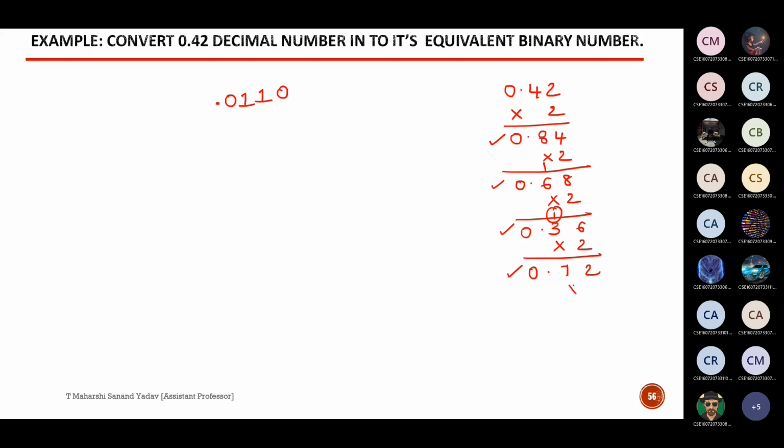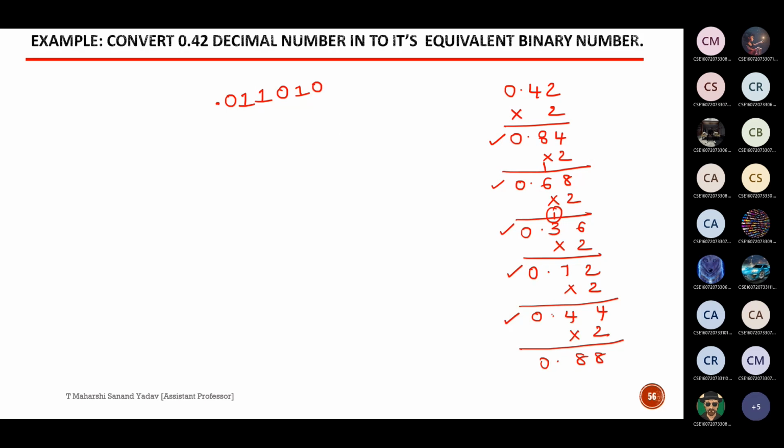Keep on multiplying 0.72 with 2. So 0.72 into 2 will be 1.44. Note down the result as 1 and revert it back to 0. Again 0.44 into 2. How much will we get? 0.88. Note down the result.